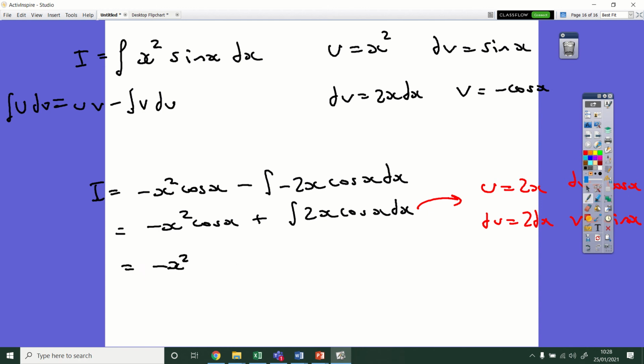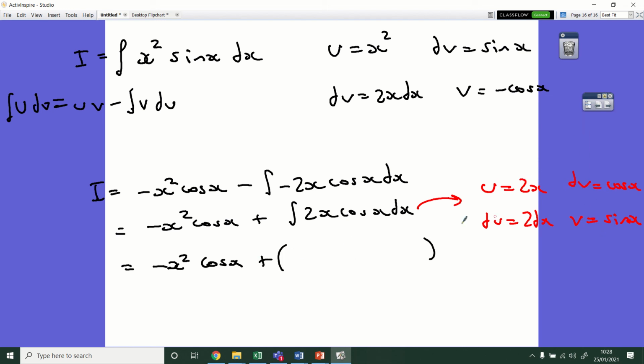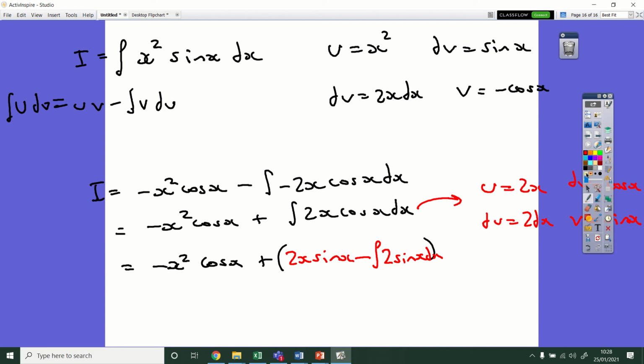Now we can carry on. So x squared cos x plus, okay, so now in this bracket I'm going to put the new product rule. This is going to be 2x sine x minus the integral of 2 sine x dx. Right, brilliant. And now, as we did in the last one, this has become a much simpler integral than what we had at the start.